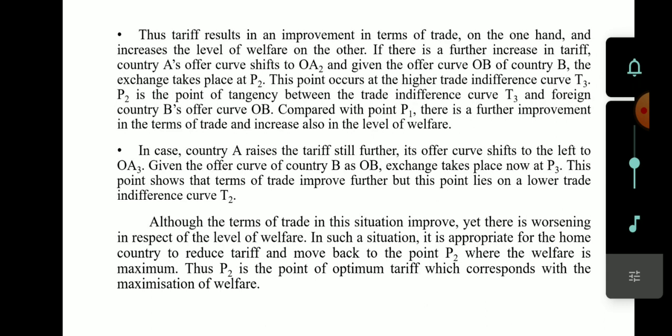In such a situation, it is appropriate for the home country to reduce tariff and move back to the point P2 where the welfare is maximum. Thus, P2 is the point of optimum tariff which corresponds with the maximization of welfare.